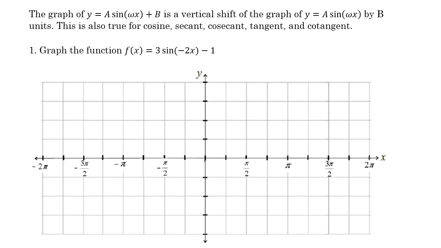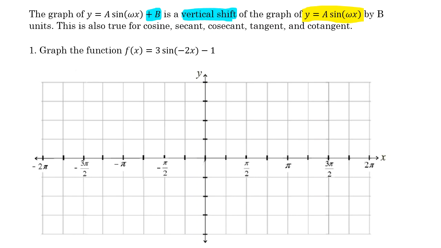All right, in this video we're going to look at shifting a sine graph vertically. This assumes that you're comfortable graphing something in this form right here, where we have a change in period and a change in amplitude. Now we're going to add one more component onto that: adding some value, or subtracting if it's negative, onto a sine omega x. That's going to result in a vertical shift. It's going to shift the graph up or down.